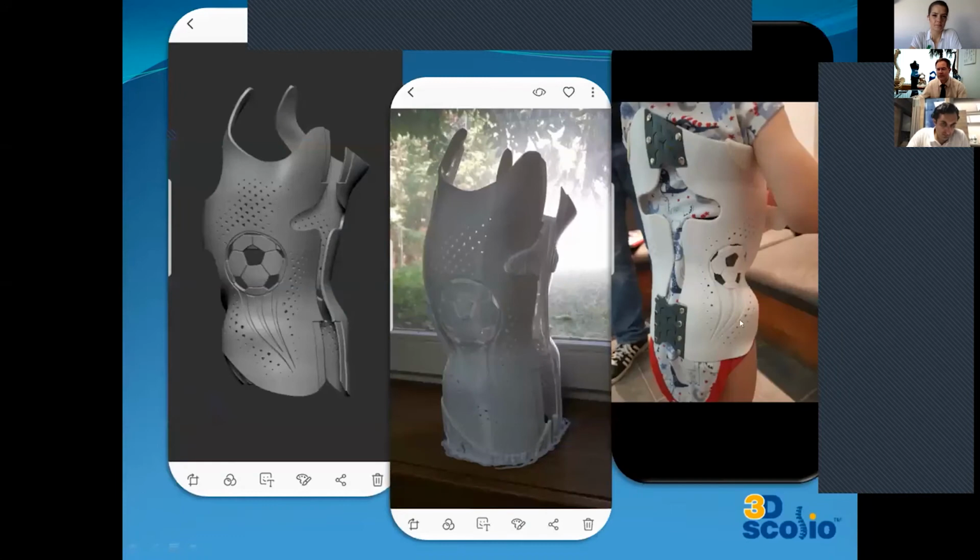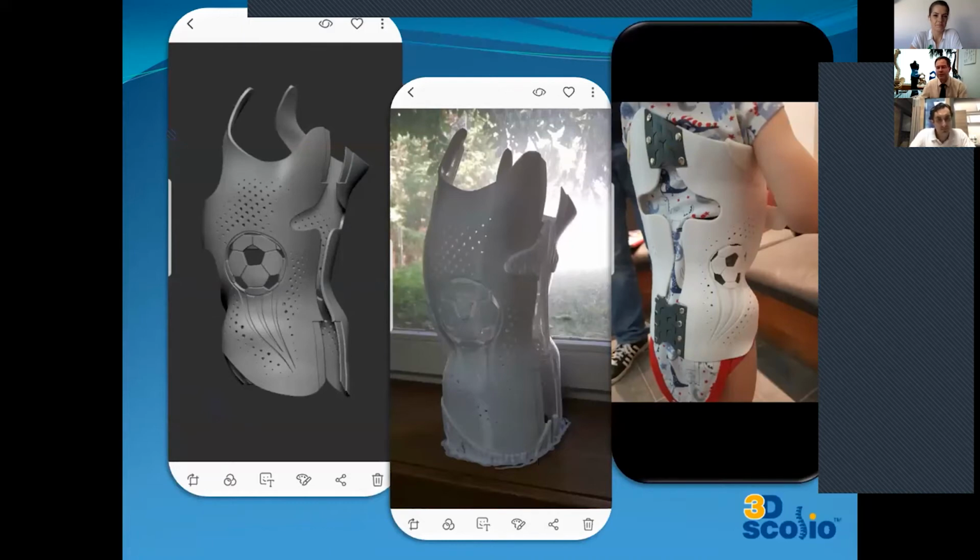Very small braces. You see that boy here is still wearing diapers, so we can make very small, very filigree constructions, and still the material is strong and stiff enough to take the forces which even such a small patient can bring to such a construction.